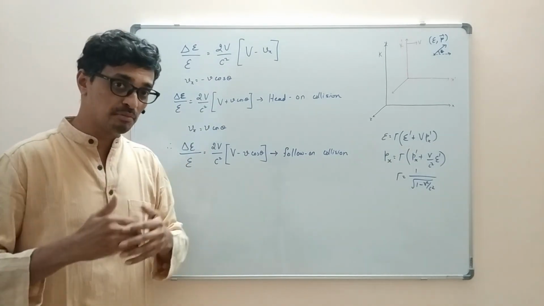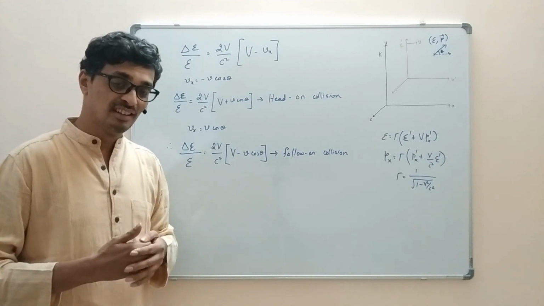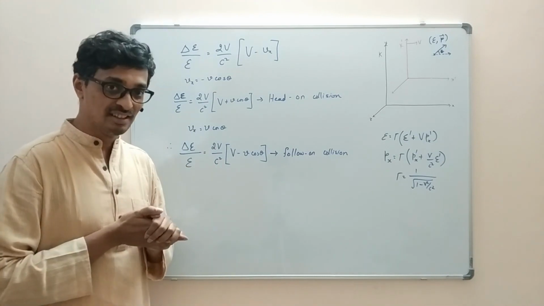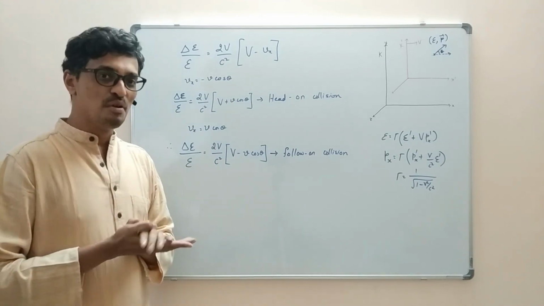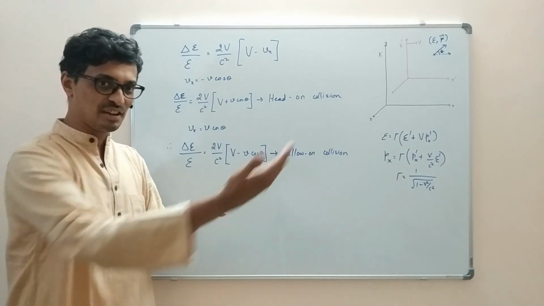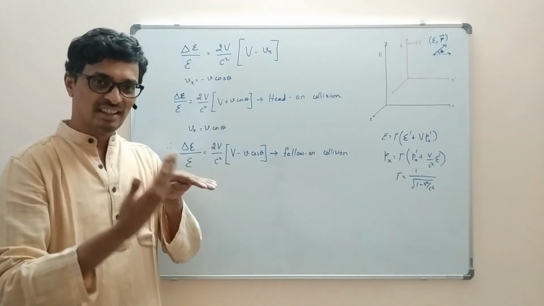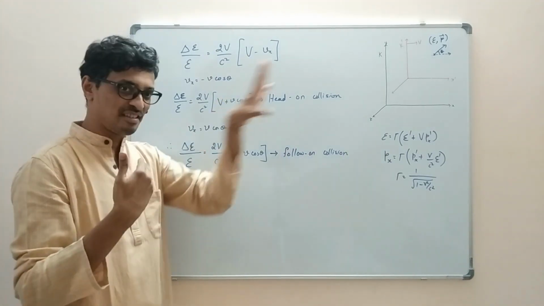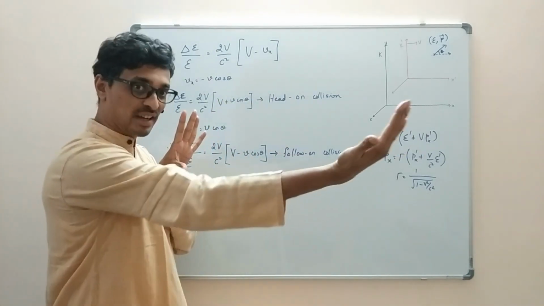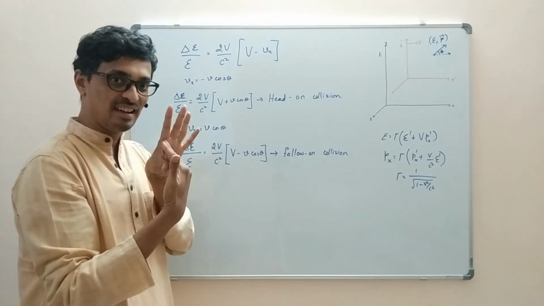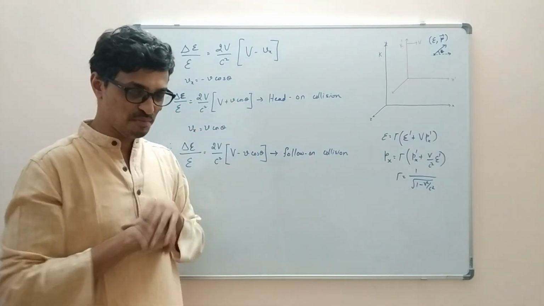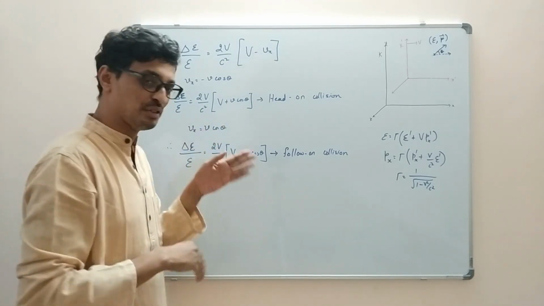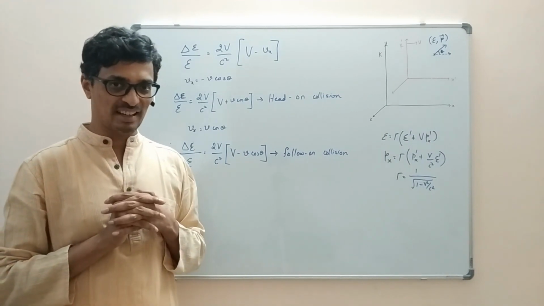Why do we say that the probability for a head-on collision is larger than for a follow-on collision? Well, if you're traveling in a bus or a car, you will see more vehicles coming from the front than the ones overtaking you. So naturally, as the scatterers are moving, they are going to see more particles coming and hitting them head-on than the ones overtaking them. So the probability is higher for the head-on collision, and therefore there will be a net gain in the particle energy.